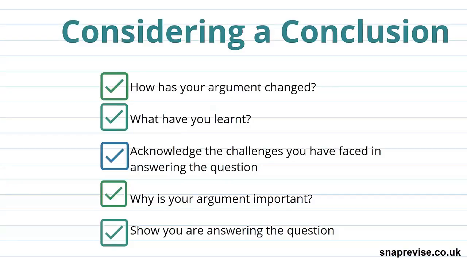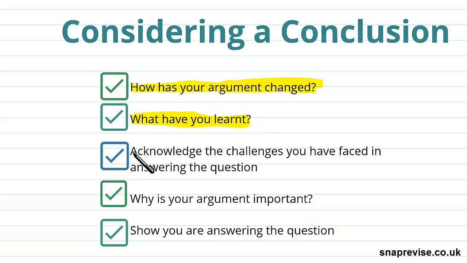So firstly, when considering a conclusion, we need to consider the following checkpoints. I would recommend you plan your conclusion after you've planned the rest of your essay, so that once you've planned your essay, you can consider how your argument might have changed during the course of planning your essay. It's okay if your argument's changed or has a different angle on it, as long as you acknowledge this in the conclusion. It's also important to consider what you have learnt by exploring the question that we've been given. And that is something that is important to include in the conclusion as well.